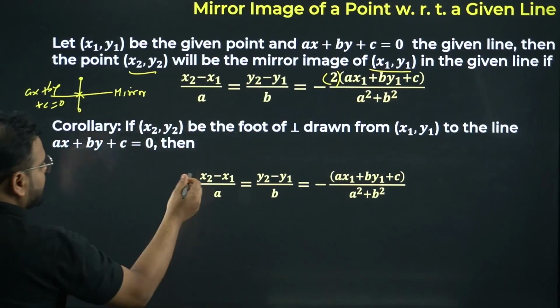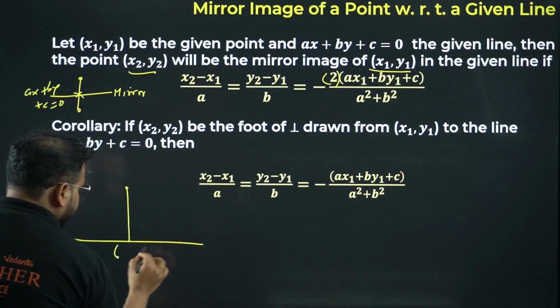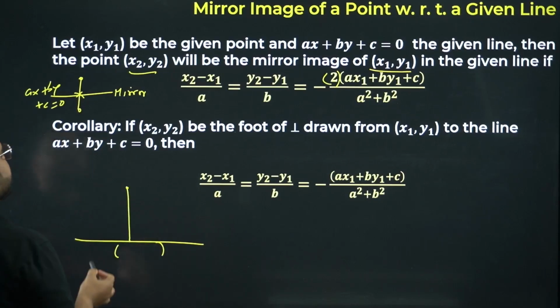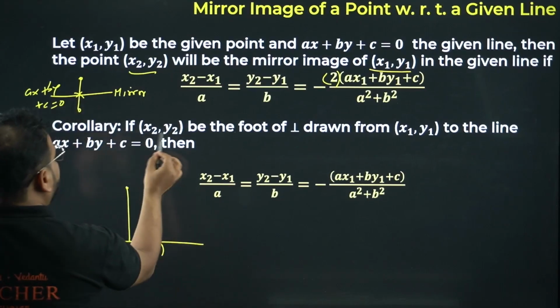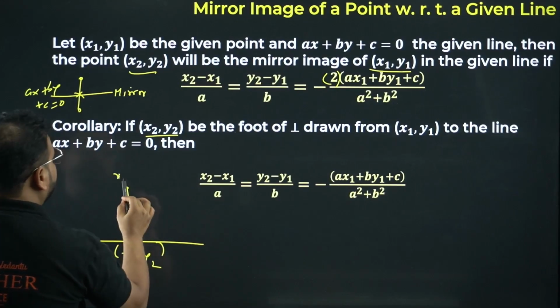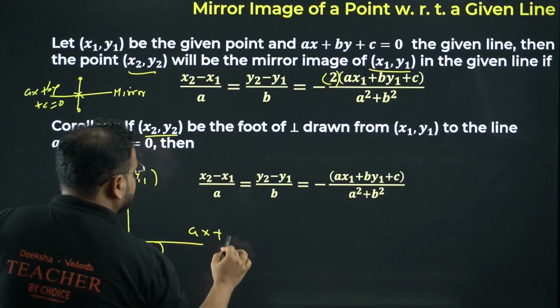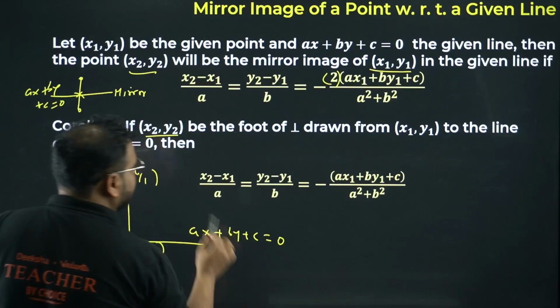And if you're talking about only the foot, only this case, from this point you're talking about this point's coordinate only, which is given as, please check, x2, y2. And over here we have x1, y1, and this equation is the same, ax plus by plus c equal to 0. Then we have this equation.